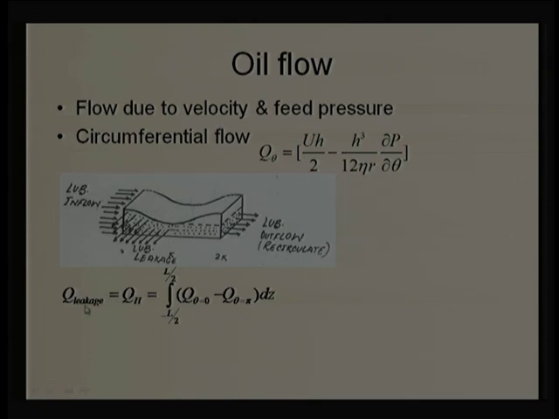Instead of writing Q leakage I can write QH, due to hydrodynamic action, and the flow due to the feed pressure will be QP. Overall it may be a combination of QH plus QP. There will be some sort of disturbance when the pressure comes, with a slight decrease in QH or the overall flow rate. For the time being we are neglecting that.